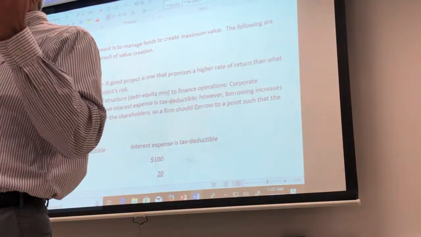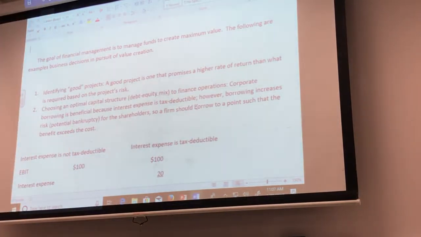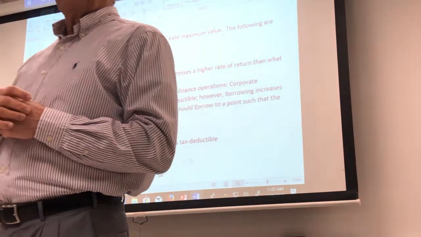And the only thing that you're guided by, of course, I'm not talking about doing anything immoral or unethical, but the only thing that you're guided by is, assuming you are being an ethical person as a CEO, are you creating value? Are you investing in businesses that promise a higher rate of return than what is required based on the risk of those businesses?